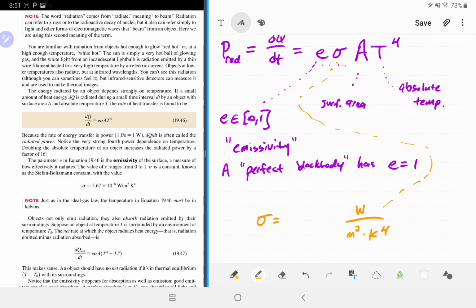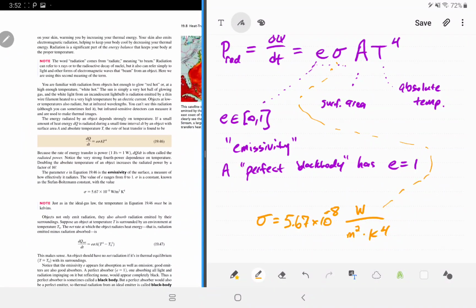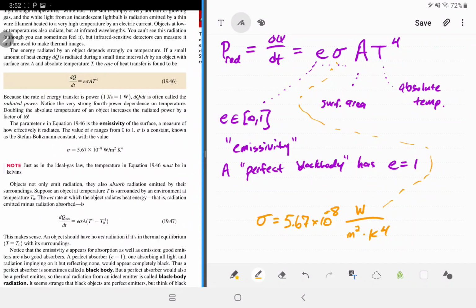So that number in SI units, as you'll see on the left, is 5.67 times 10 to the minus 8. This one's easy to remember, right? 5, 6, 7, 8. You just have to remember that minus sign. This is called the Stefan-Boltzmann constant, as we see on the left right here. Okay, and again, a note in the book. This must be in kelvins for the temperature.